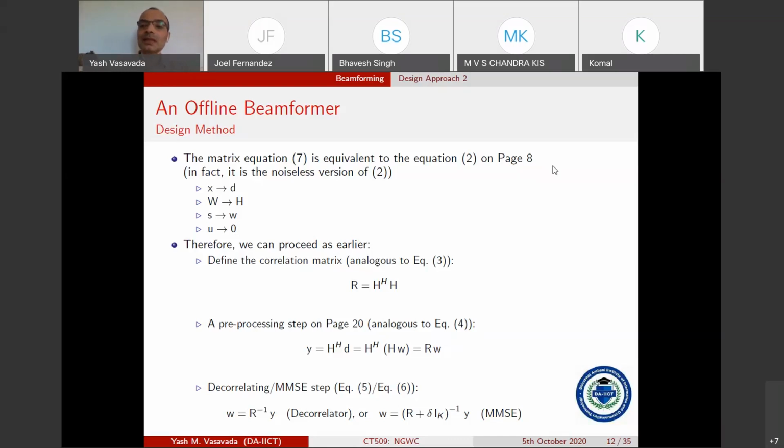And then we will end up finding that we will be able to solve the problem using the same three-step process. Step one is to define the correlation matrix. Step two is to do this pre-processing, and step three is to do the matrix inverse. So we'll be using the same three steps on a few more problems when we meet next time.